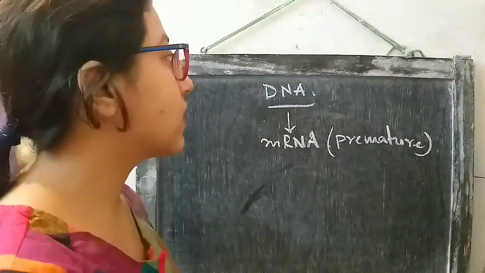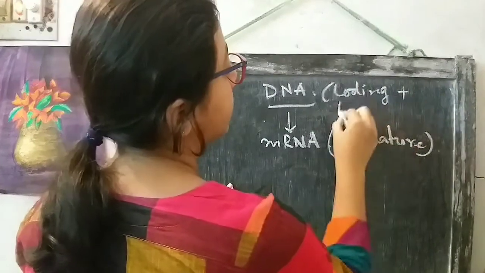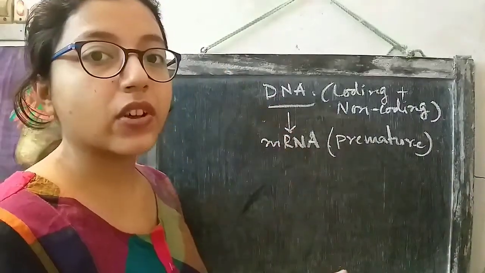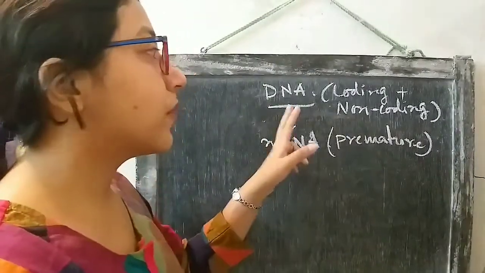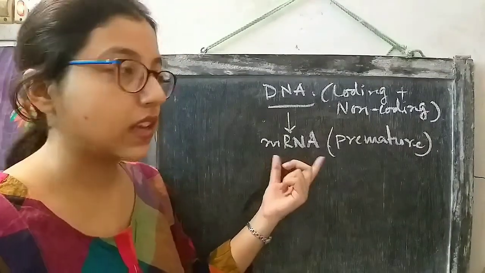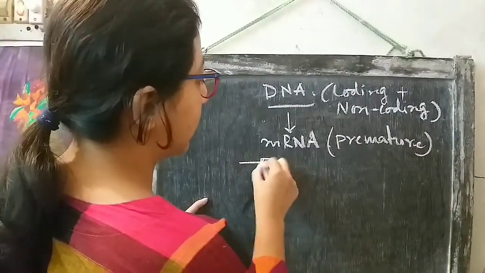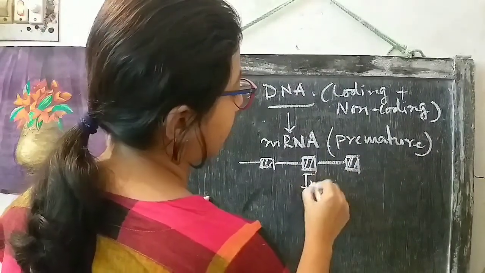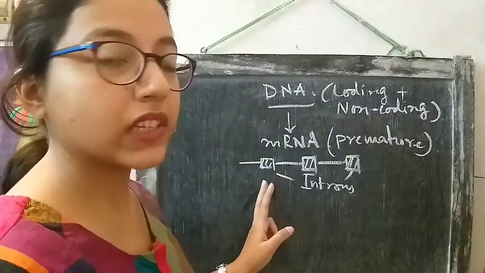Why is it called premature? Because as I said, normal genomic DNA contains both coding as well as non-coding sequences, that means introns and exons. Introns are the non-coding sequences and exons are the coding sequences. So when the mRNA is transcribed from the DNA, this mRNA contains both introns and exons. That is why this mRNA is called a premature mRNA. These boxes are the introns. So this premature mRNA contains both introns as well as exons.